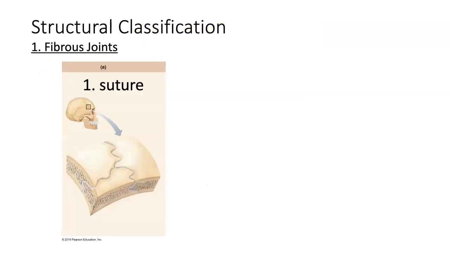One is a fibrous joint, and a fibrous joint is just where the gap in between the two bones that are articulating is filled with fibrous connective tissue. One example of a fibrous joint is a suture, and a suture is the articulation found between skull bones. Where the skull bones grow together and fuse, there are tiny little fibers that fill that gap, and that's known as a suture.